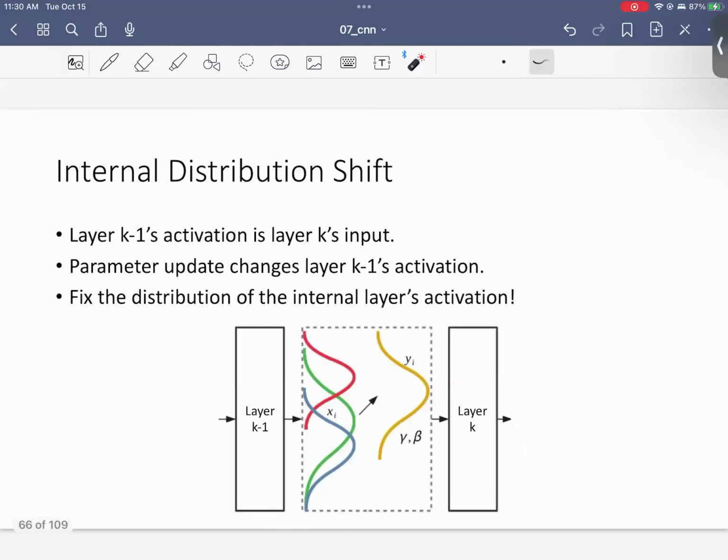So regardless of what the internal parameter update gives you, like the various distributions, you always want to scale and shift and manipulate into this particular distribution so that your layer K would always look at this, right? So that's the whole idea. Basically fixing the distribution of the internal layers' activation. That's the whole idea.